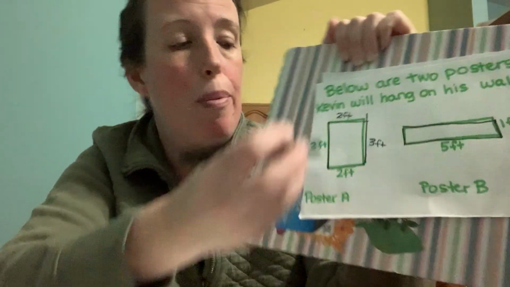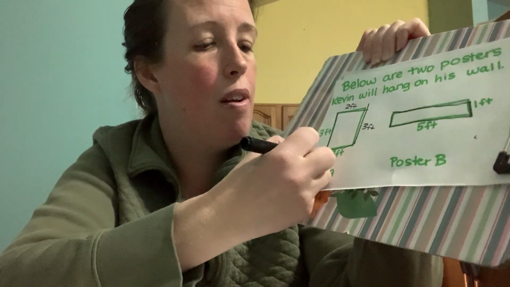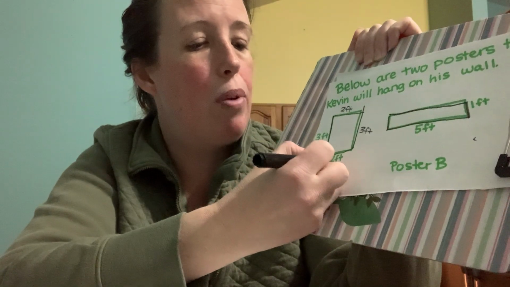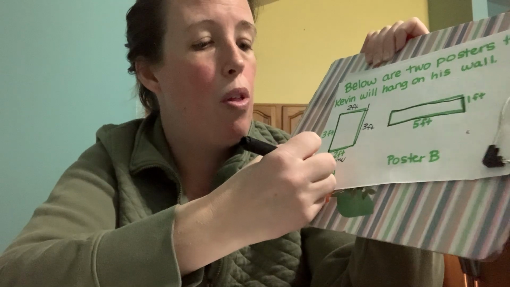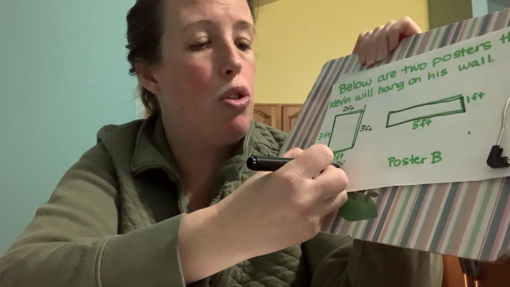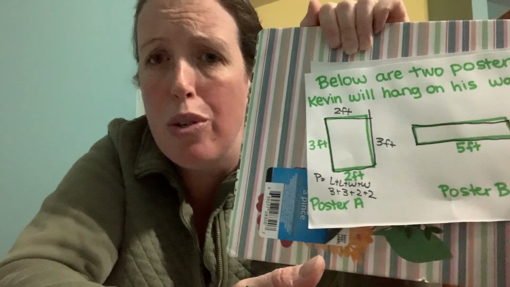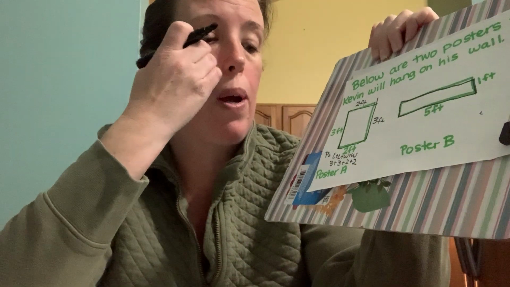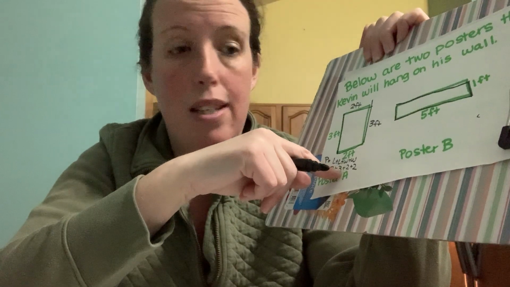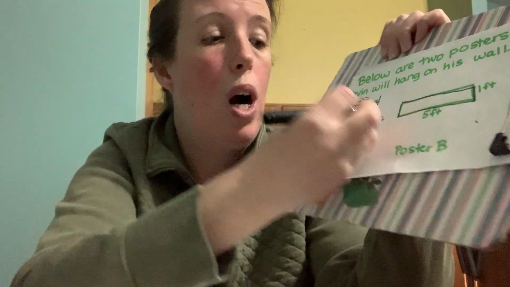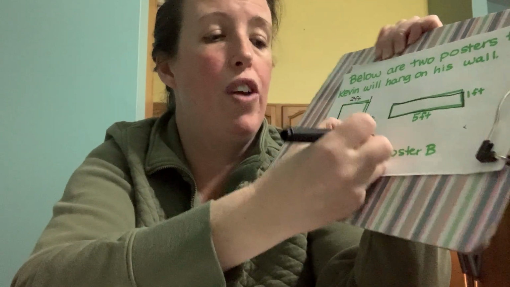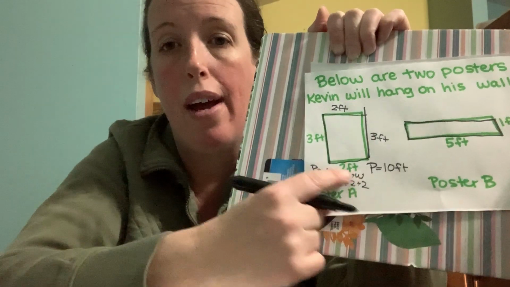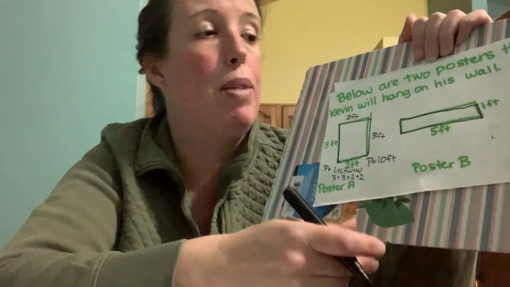So to find my perimeter for poster A, perimeter is length plus width, or 3 plus 3 plus 2 plus 2. And if you do 2 plus 2 plus 3 plus 3, you'll get the same answer because of the commutative property. So 3 plus 3 is 6, 2 plus 2 is 4, so 6 plus 4 equals 10 feet of framing I'll need for poster A. 10 feet. Let me see poster B.